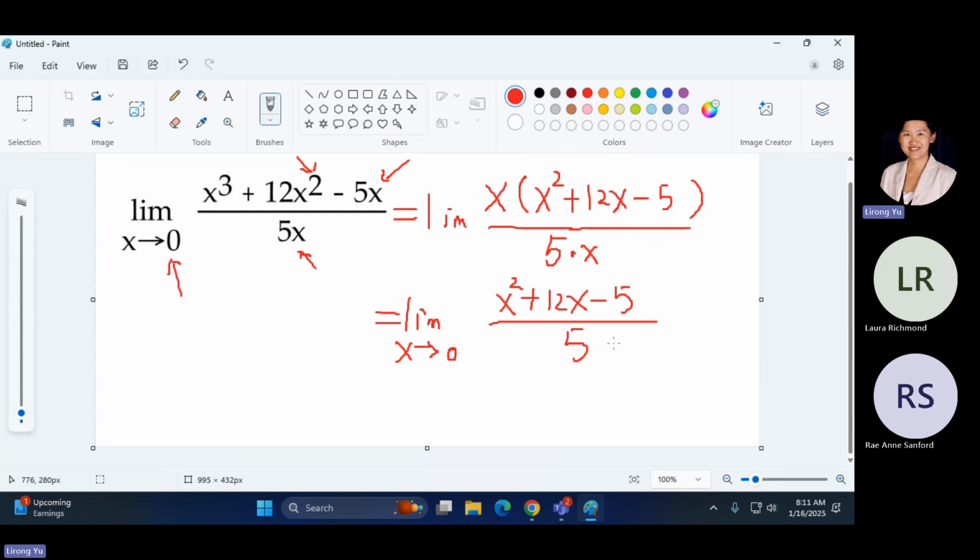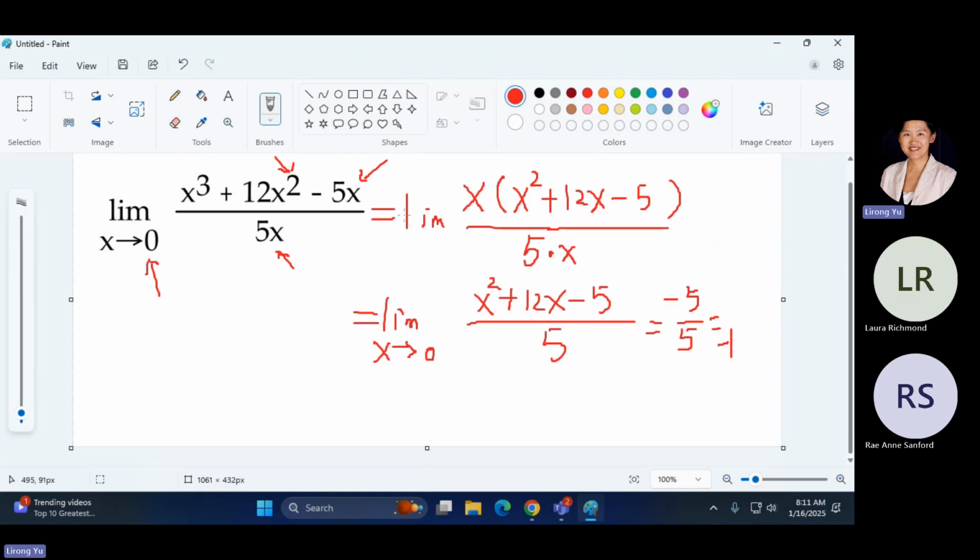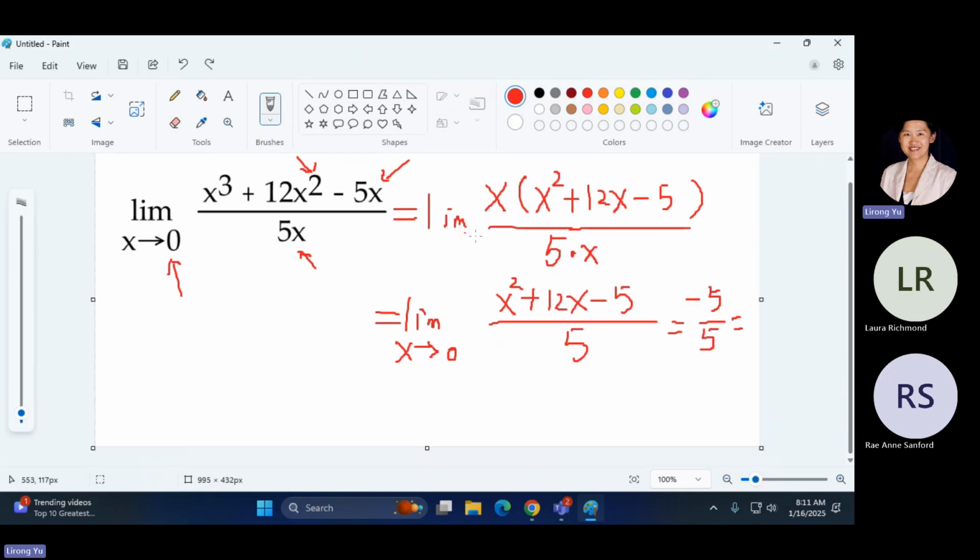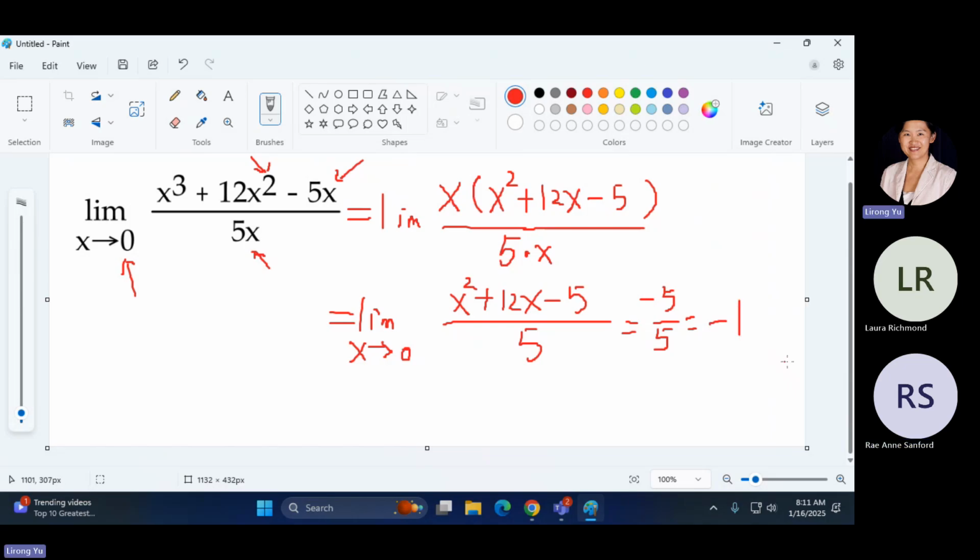The numerator basically is -5. So the whole calculation becomes -5/5. And again, 5 will be a common factor. Cancel the 5, we have -1. So try to write this better. All right, so the final answer for the entire limit calculation will be -1.